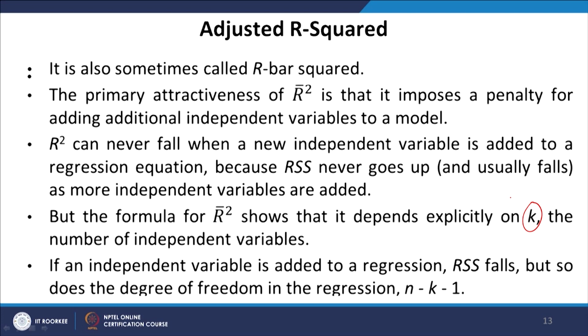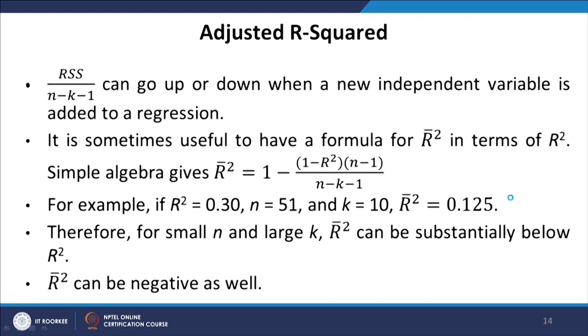It can also be k plus 1, the number of independent variables, whatever you consider, k or k plus 1. If an independent variable is added to a regression, RSS falls, but so does the degrees of freedom in the regression, n minus k minus 1, right. So, RSS upon n minus k minus 1 can go up or down when a new independent variable is added to a regression. Whether this entire expression would go up or down depends on which one is going up or down by a larger amount, or larger proportion.